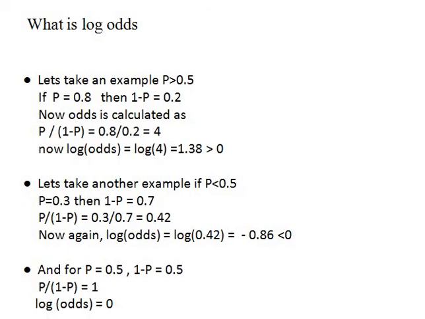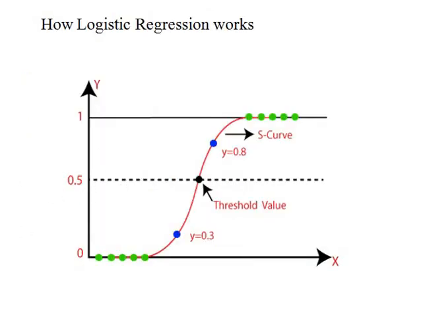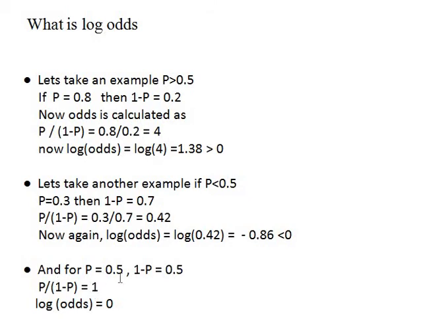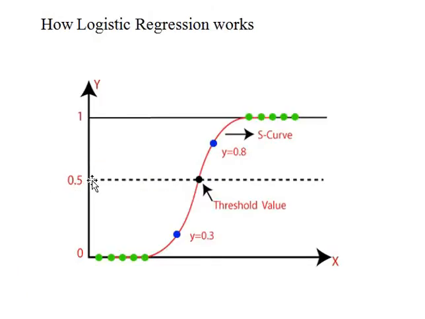And when our probability is 0.5, then our log odds is calculated like this. When P is 0.5, then 1 minus P is also 0.5, then P upon 1 minus P is 1, and log of odds equals log of P upon 1 minus P equals 0. Then the log odds value at 0.5 is 0, the log odds value for probability greater than 0.5 is greater than 0, it is positive, and the log odds value for probability less than 0.5 is negative. That is actually how it is classified.